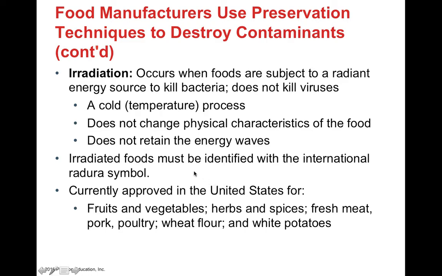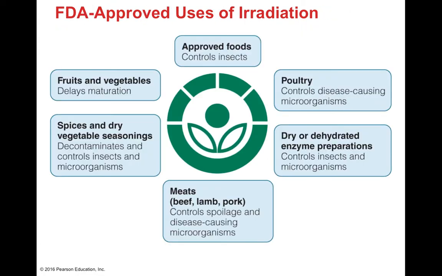And we have to label food as irradiated food with the Radura symbol. You'll be able to see this if you go to the grocery store. Typically, you'll see this on things like fruits and vegetables, herbs and spices, fresh meat, pork, poultry, wheat flour, and white potatoes. What's interesting, though, is that irradiated foods typically lose the ability for their seeds to be planted. This is why things like peppers that you get at the grocery store might have a difficult time growing in your garden, because the irradiation of the seeds is going to prevent them from sprouting. All right, so moving on.